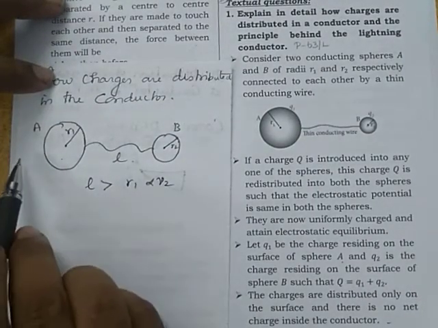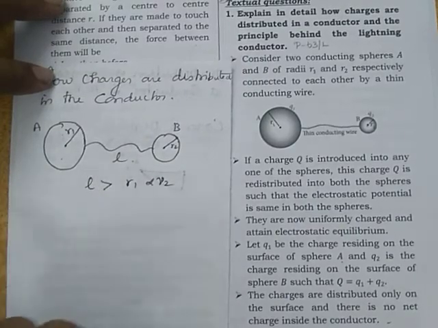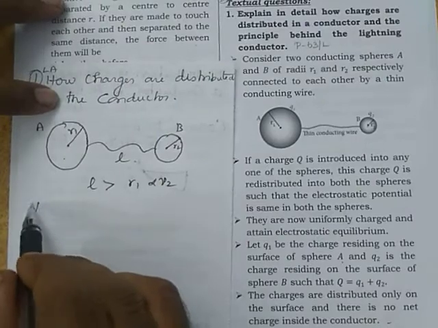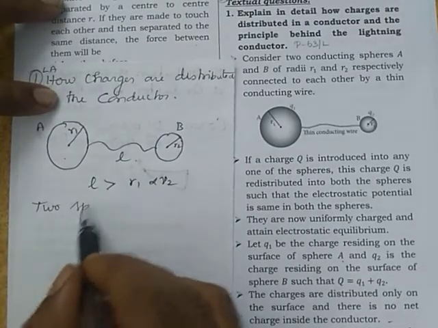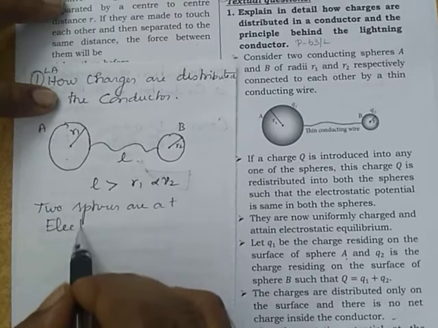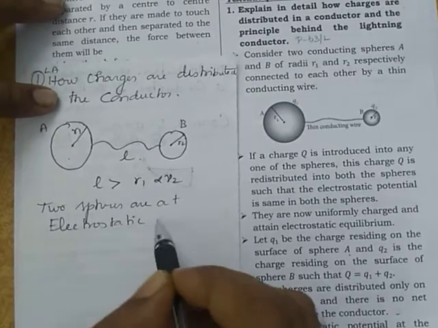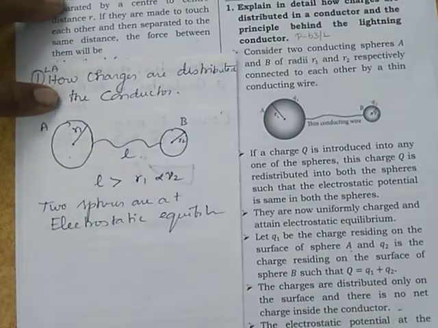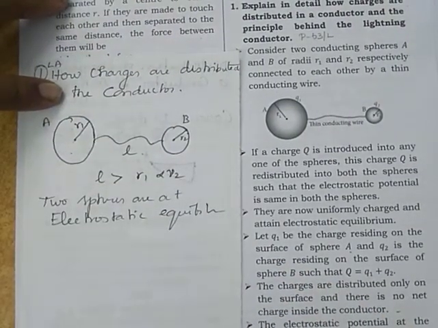Then the charges are redistributed. Now the two spheres are at electrostatic equilibrium. We know the properties of electrostatic equilibrium, that is, the electric field inside the conductor is 0.